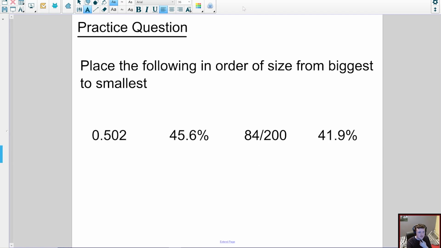So here you go. Here's one to practice. Place the following in order of size from biggest to smallest. So be careful, I flipped the script on you a little bit. Place them in order from biggest to smallest. Pause the video, have a go, and I'll be back in just a second to see how you got on.